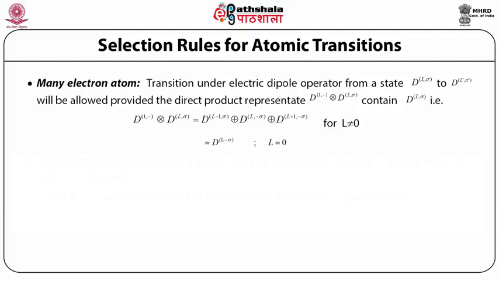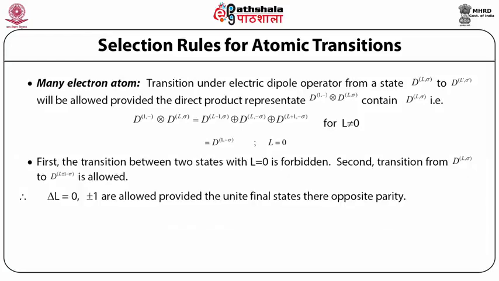Now D1 minus is how the dipole operator transforms. The direct product of D1 minus with D_L sigma is equal to D_(L minus 1) sigma plus D_L minus sigma plus D_(L plus 1) minus sigma, provided L is not equal to 0. If L is equal to 0, then D1 minus into D0 sigma is simply D1 minus sigma. So the transition between two states with L equal to 0 is forbidden.